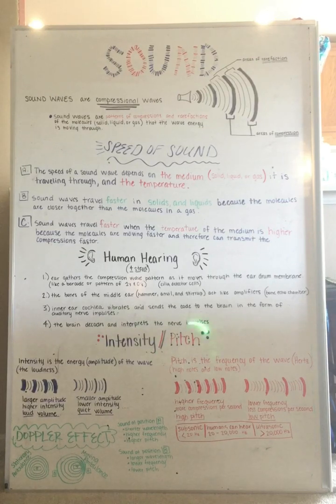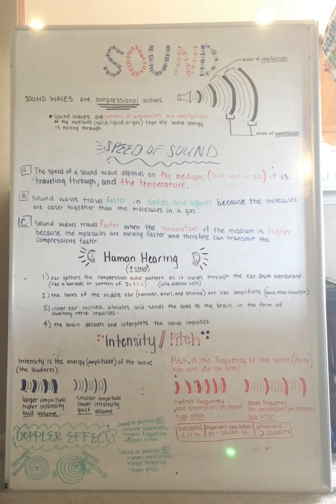Okay, now we're going to look at the difference between intensity and pitch. Intensity is the energy, also called the amplitude of the wave. So the amplitude of compressional waves is not how up and down it goes, but it's actually the thickness of the compressions. So this sound wave has a larger amplitude because the compressions are much larger. So we're going to say this is a higher intensity, and this is going to give you a loud volume. And we're going to compare that over here to these areas of compression, which are smaller amplitudes, which will give us a lower intensity and a quiet volume.